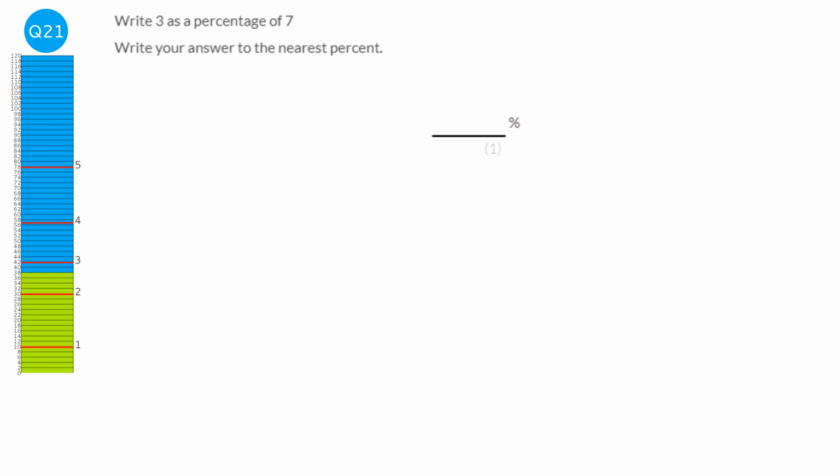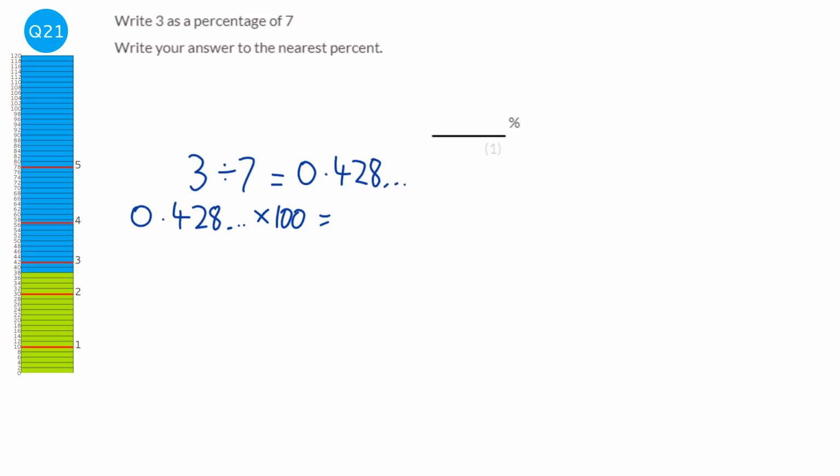So what we can do here is we can do 3 divided by 7 to find out what 3 is as a percentage of 7, find out what that is as a decimal, which would be 0.428 and so on. And then to convert a decimal into a percentage, we times by 100, and that will be 42.857, and it wants it to the nearest percent, so that's going to round to 43%.